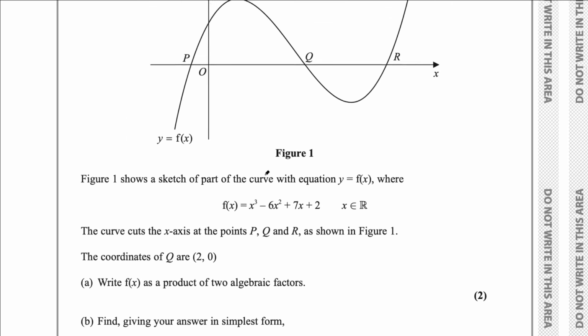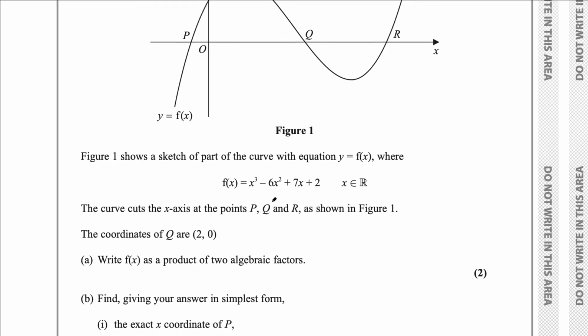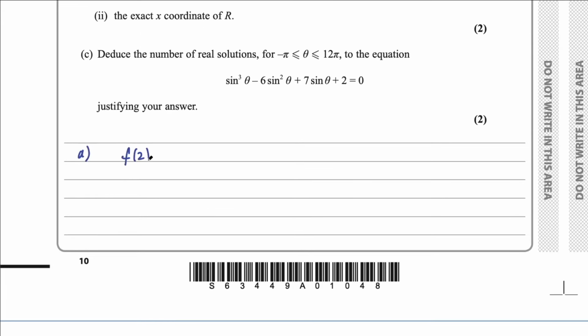Okay, so if it says the curve cuts the x-axis at Q, then the x-coordinate at Q would be a root of that function, and therefore we know one factor of this function already. It would be x take 2. So that's the factor theorem. For part A, we know that f of 2 equals 0. Therefore, x take 2 is a factor, so we could write f of x as x take 2 times some quadratic.